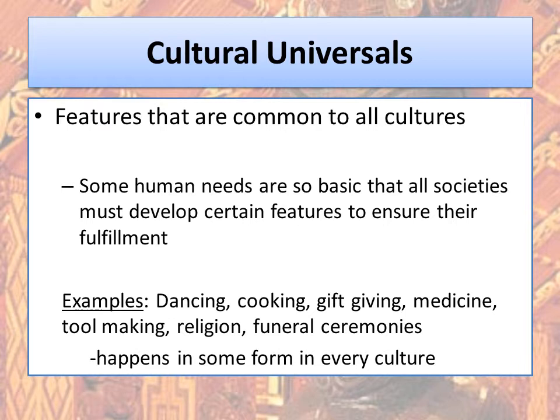Basically, what we're talking about here is that in China, in India, in Russia, in Belarus, they are going to, let's say, dance differently than you would in the United States. But a cultural universal refers to the fact that there is some form of dance in all of those different cultures. Even though the specific details are different, the basic underlying need is the same. The same thing goes for activities like cooking, gift giving, medicine, tool making, religion, funeral ceremonies. All these things happen in some form in every culture.